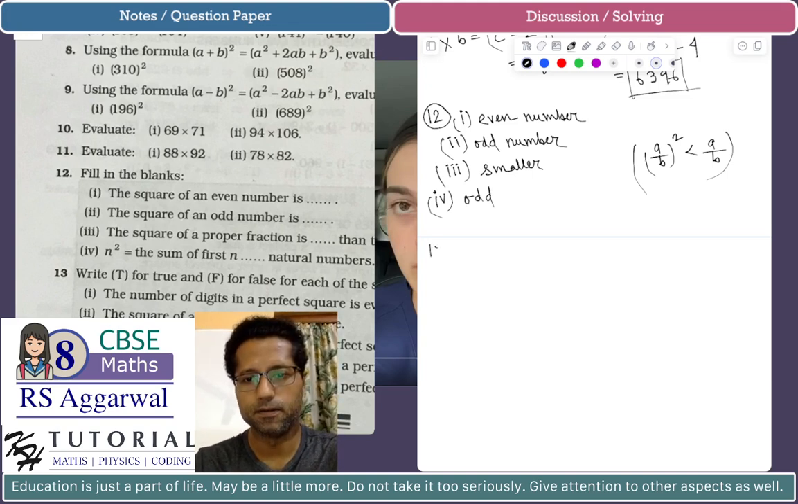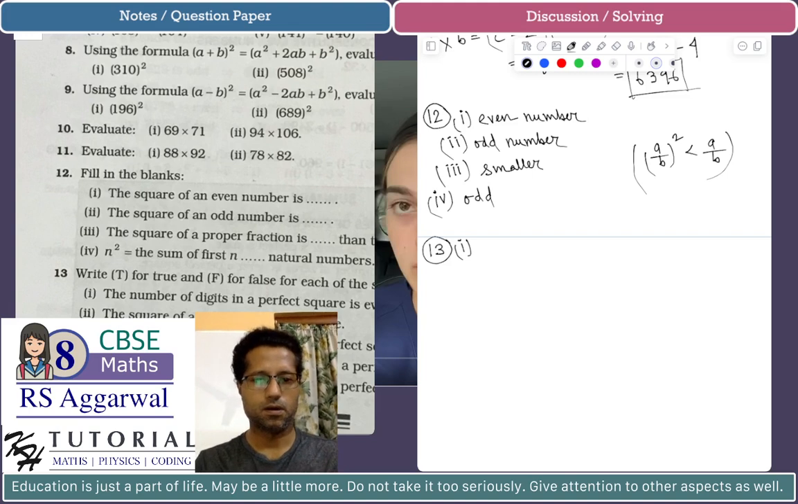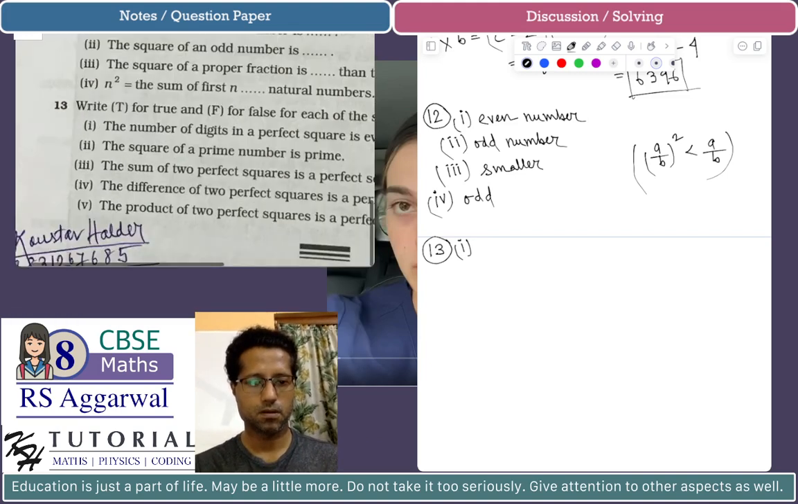Problem number 13. These are true and false. Part 1. Can you see the? Oh, you cannot see. Okay. Let me. I hope now you will be able to see. Okay.